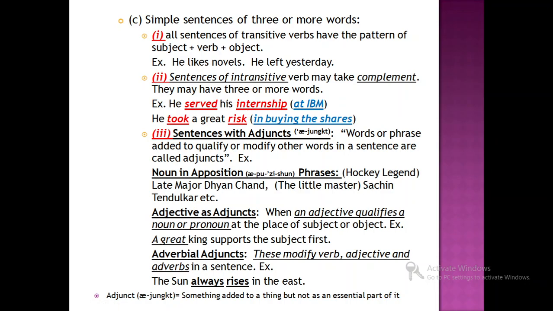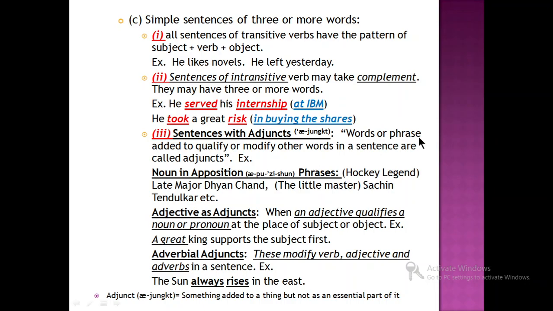Okay, चलिए आगे लेके चलते हैं. The third one is sentences with adjuncts. यहां पर एक बात बहुत आसानी से क्लियर करना चाहूंगा. Do not get confused. adjuncts का मतलब होता है, यहां पर भी लिखा और यहां पर भी लिखा है, something added to a thing but not as an essential part of it. बहुत जरूरी पार्ट नहीं है लेकिन फिर भी ऐड किया जा रहा है. As an adjective आप इसे समझ सकते हैं. A kind of an adjective.